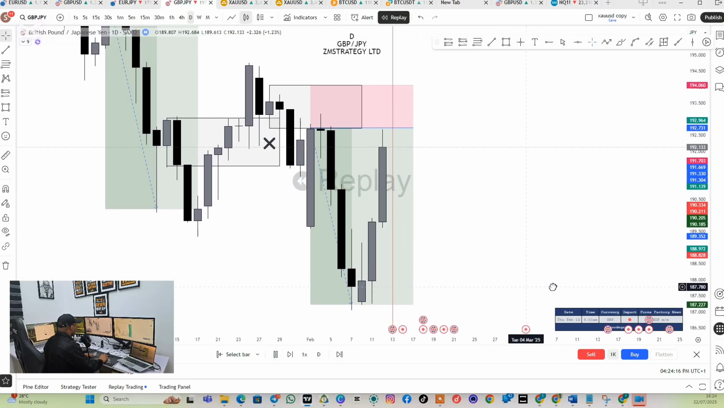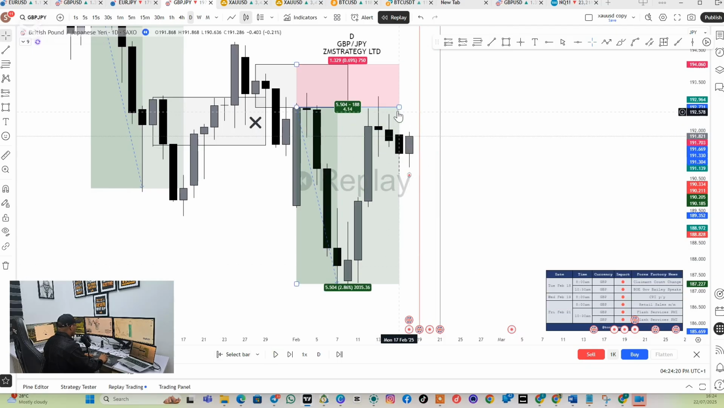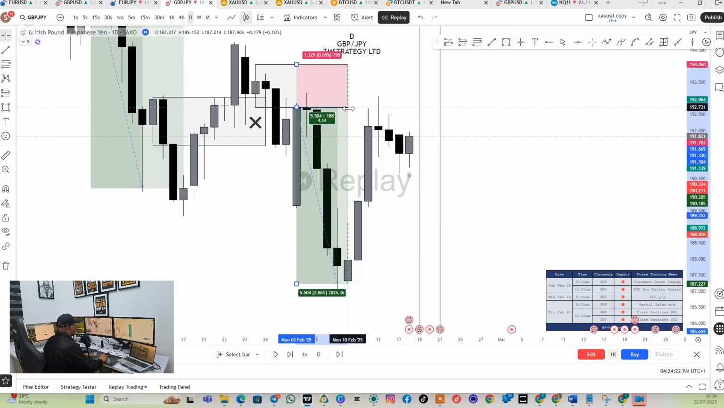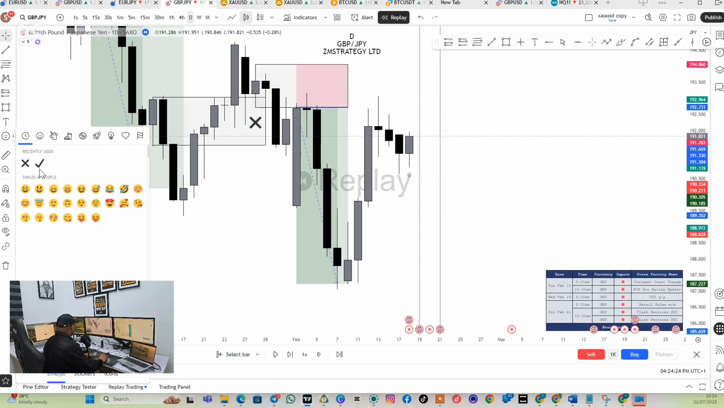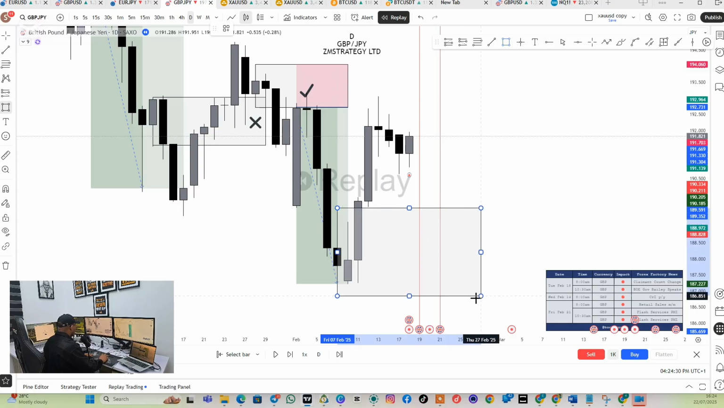More than 1:4. So let's see. So this is another engulfing candlestick here. So this one is a winning trade. So let's put something here like this. This one is a winning trade. This is engulfing type 1, type 2. So we are just using daily.